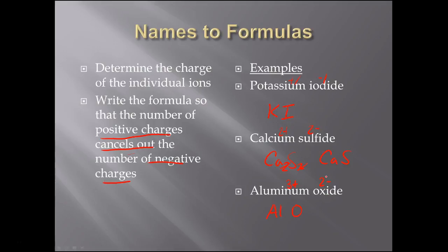In this case, our charges don't cancel out easily. So how do we get a 3 plus and a 2 minus to cancel out so that we have an overall charge of 0? The easiest way to do this is cross your charges. So if you just take the 2 and use it as the subscript for aluminum, and write it down there, and then you cross this 3 over for the oxygen, and you make it Al2O3, this will cancel out your charges for you. It's called the crisscross rule.